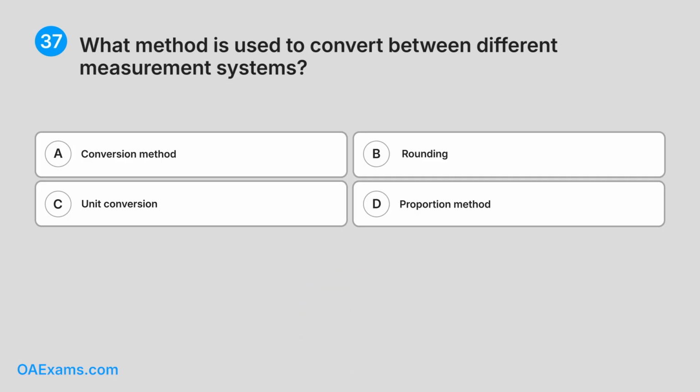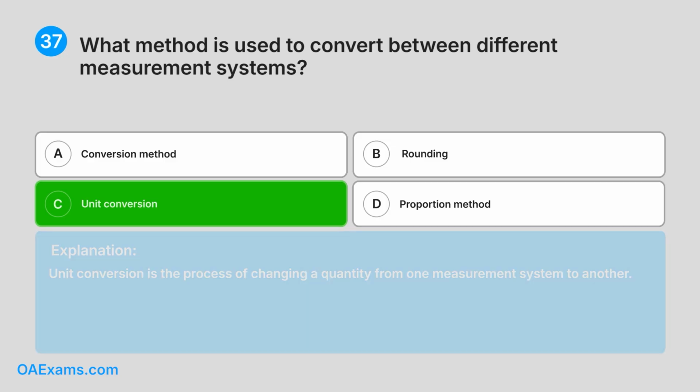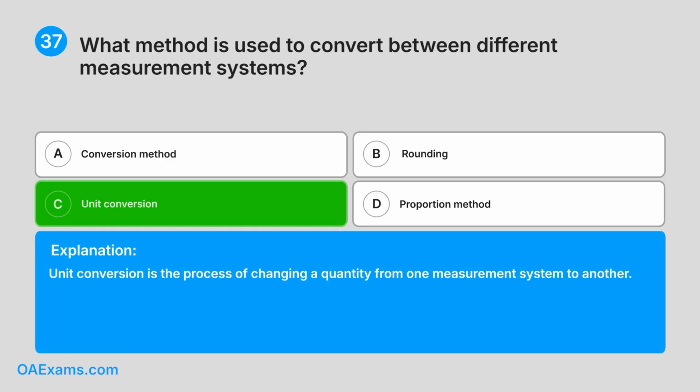Correct answer. C. Unit conversion. Explanation. Unit conversion is the process of changing a quantity from one measurement system to another.